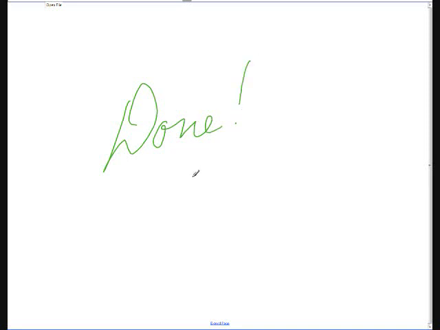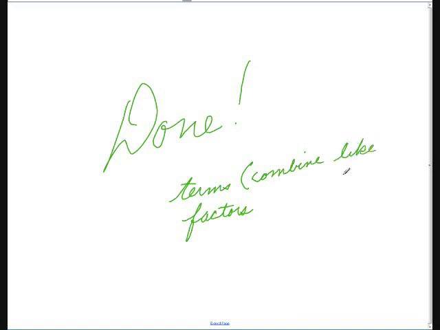Okay, so we've done terms and factors. We know what the difference is, right? We know that we can only combine like terms. So this is going to be important to remember, and of course factors don't have to follow those rules, do they?